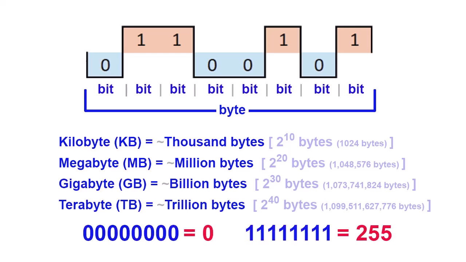There are 256 different combinations of zeros and ones in a byte. If every bit of a byte is 0, the decimal equivalent is 0. If every bit of a byte is 1, the decimal equivalent is 255. And with all the combinations in between of the zeros and the ones, we can say a byte can have a decimal equivalent value between 0 and 255.